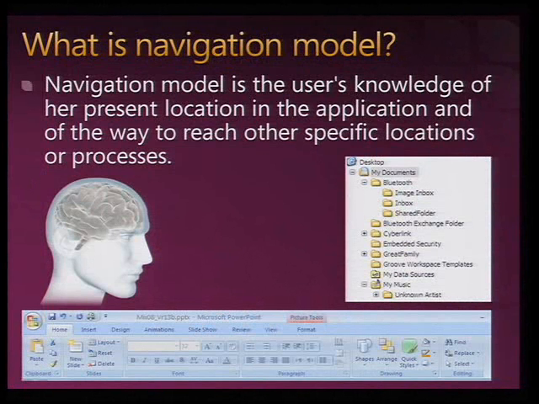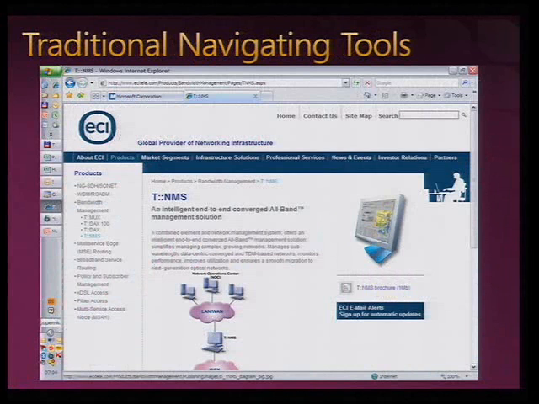Navigation model is the user's knowledge of her present location in the application and the way to reach other specific locations. In this slide, you can see two, I would say, traditional navigation aids, the tree and the ribbon. Ribbon, it's not so traditional, but I would call it a traditional navigation aid.